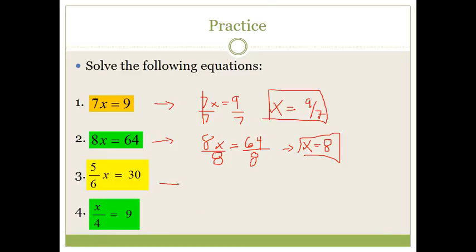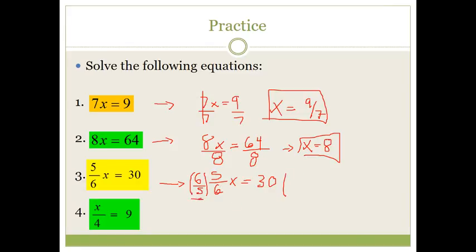So this is an example like the one that we had a few slides ago. 5/6 times some number is equal to 30. Remember, the shortcut for getting rid of multiplying by a fraction is to multiply by its reciprocal. So in this case, I'm going to multiply both sides of the equation by 6 over 5. I just flipped the fraction upside down, no matter what it is. I put the denominator in the numerator, and the numerator in the denominator. I switch them. That's called the reciprocal.